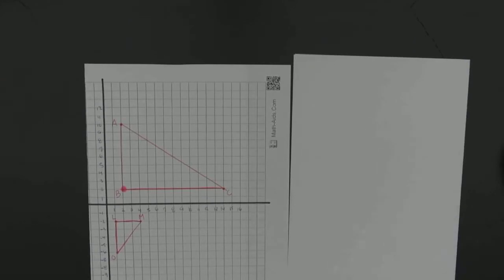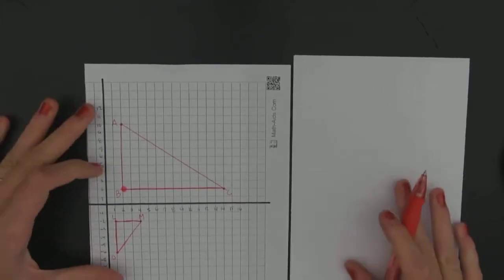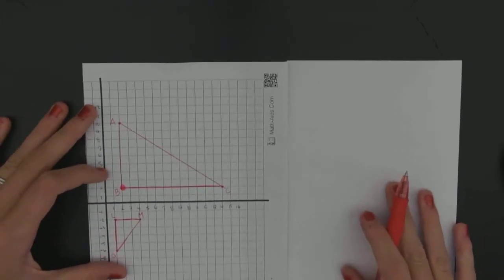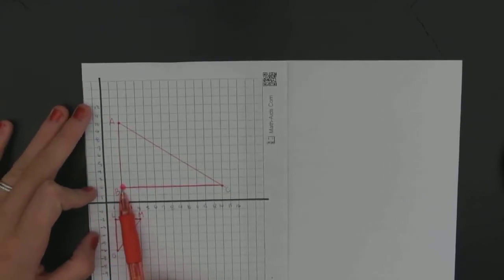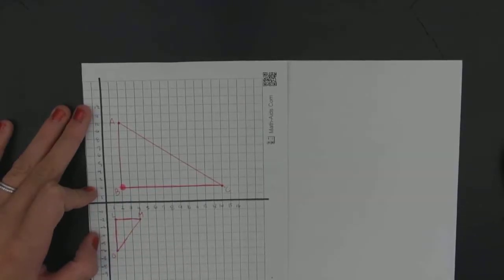Okay, so if you guys remember, when we're doing it from the origin, we just multiplied the coordinates by the scale factor. And this one, we can't do that because if we multiplied our coordinates, we would be dilating it from the origin. And I want to do it from point B. So instead, what I'm going to do is I'm going to find the distance between point B and the other points, and I'm going to multiply that by the scale factor.